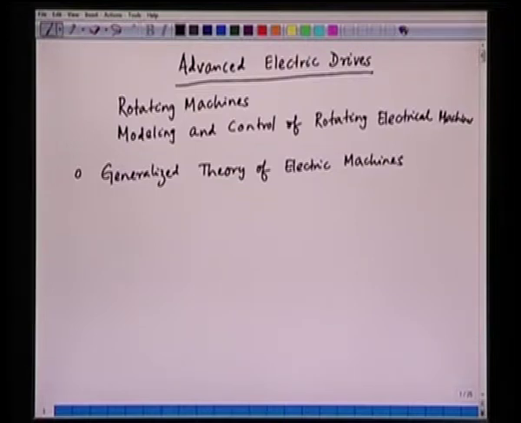machines. Now, by generalized theory we mean we have a theory which can be used to analyze various types of machine in a common framework. We know that we have DC machines, we have AC machines. DC machine we may have shunt machine, series DC machine, compound machine. Similarly, in AC machine we may have induction machine, synchronous machine, reluctance machine. So, we have so many types of machines. So, can we understand this machine in a common framework? Can we develop a common framework for all these machines? So, that is done using generalized theory of electric machines.